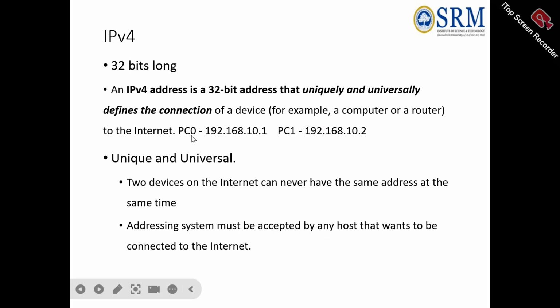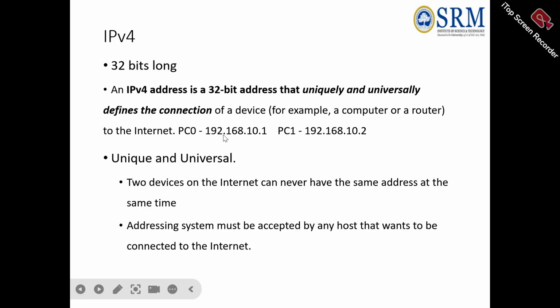So here in this example, 192.168.10.1 for PC0, 192.168.10.2. So here for this network, this comes under class C type. I'll explain the classes in upcoming videos. So this comes under class C type. The first 3 bytes are used for the network part and the last byte is for the host part.